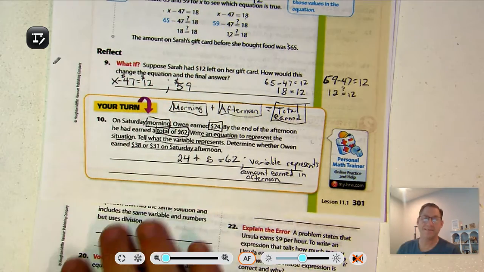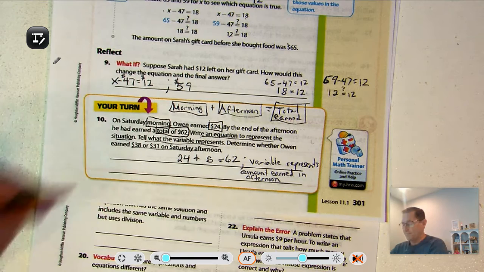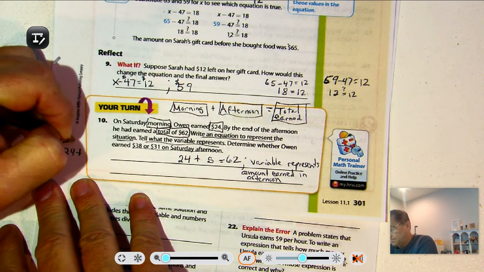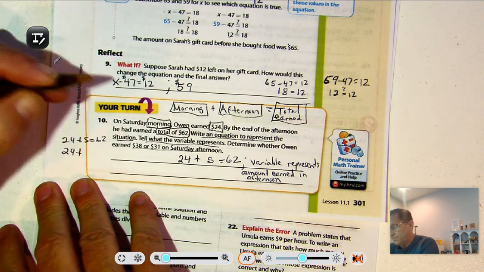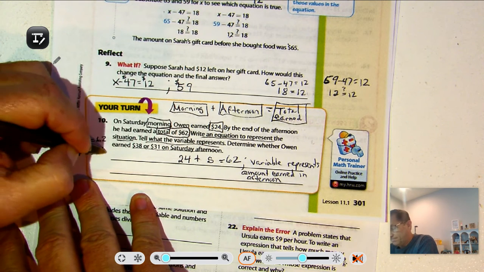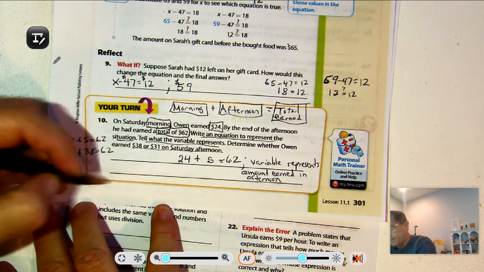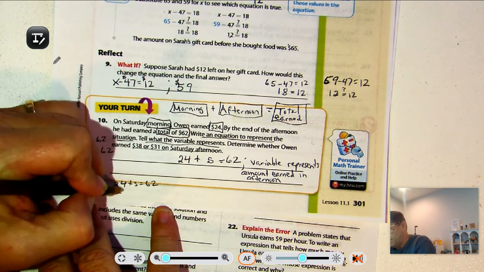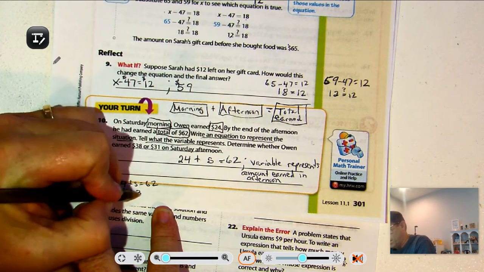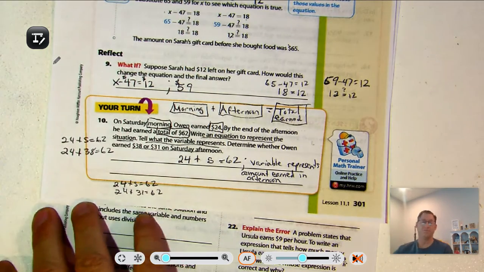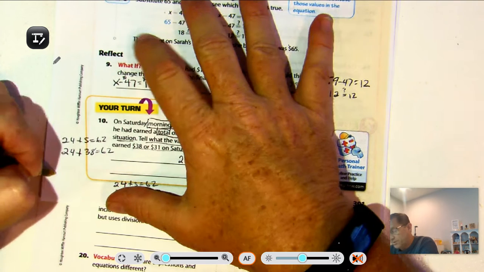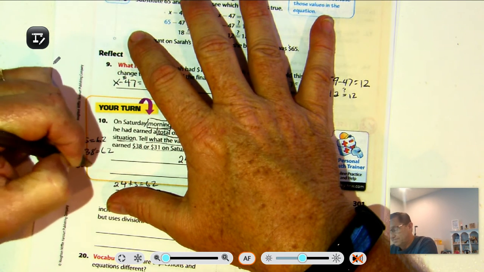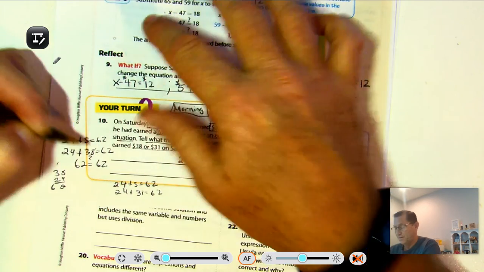All right, so now we have to see, is it 38 or 31? So let's substitute 38 for S, and the other equation would be 24 plus 38. Does that equal 62? Okay, so 38 and 24 is 62.